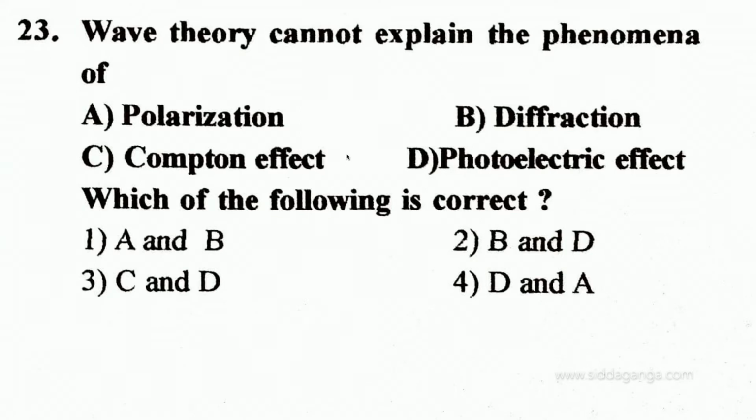See, by considering the particle nature of light, that is the quantum theory of light, it successfully explained the Compton effect and photoelectric effect, but wave theory is not successful in explaining what? Compton effect and photoelectric effect. That's why option 3 is correct here, C and D.